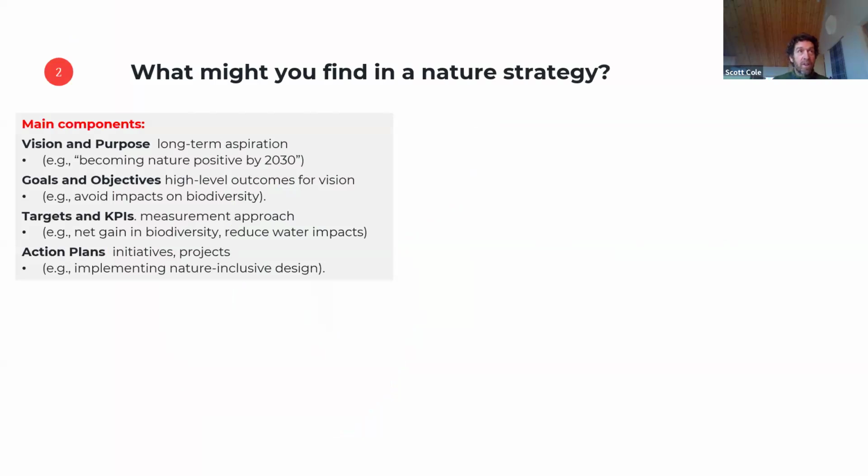Point 2 that I wanted to jump into: what might you find in a nature strategy? And Albert already showed this briefly. The main components, the way I see it, is that you have some kind of vision, where you want to be in many years. You have specific goals that are high-level outcomes that contribute to that vision. You have to have targets. You've got to have numbers. You've got to have a way of measuring that, and then you've got to have your action plan. Those are the major components.